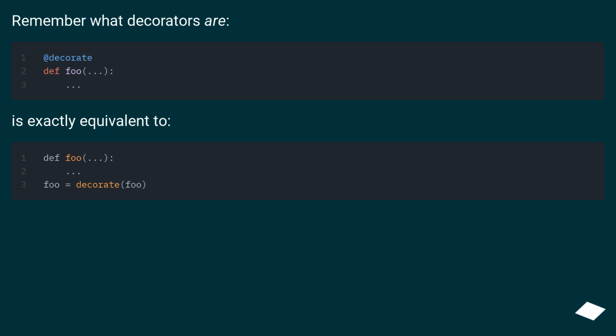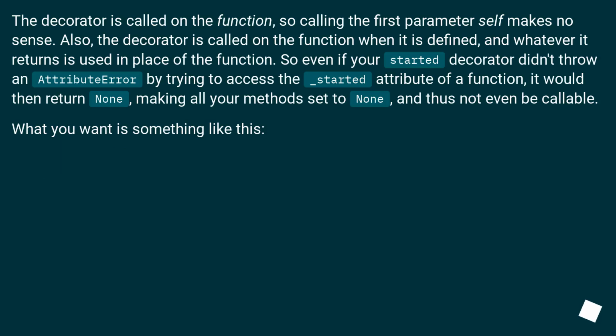Remember what decorators are. Is exactly equivalent to. The decorator is called on the function, so calling the first parameter self makes no sense.